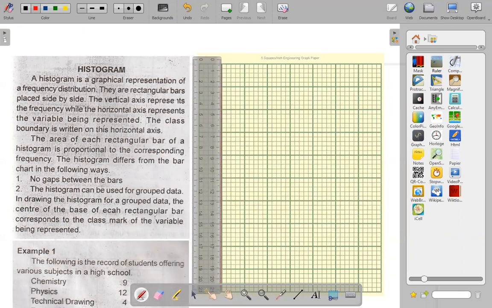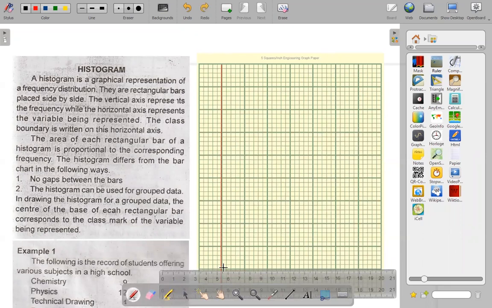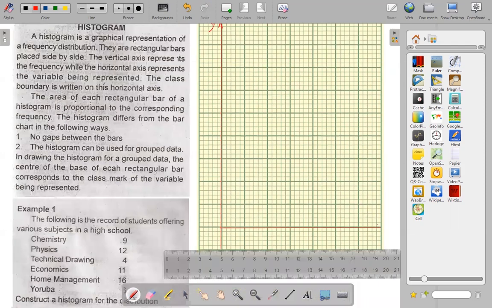And this is the vertical bar. Okay, so let's indicate our x and y axis. This is the y axis on the graph. And this is the x axis. The next thing is to choose a scale.